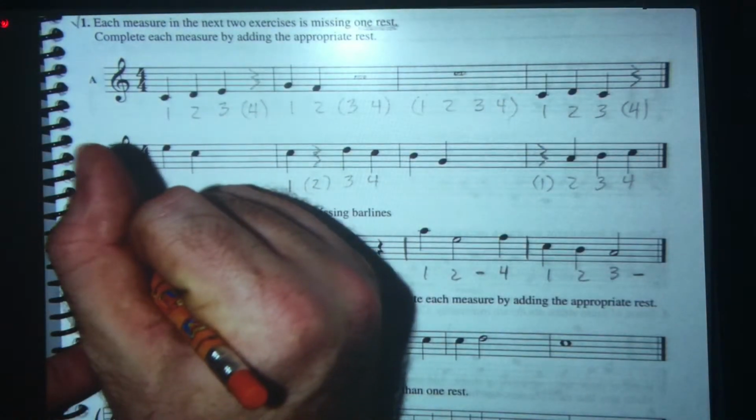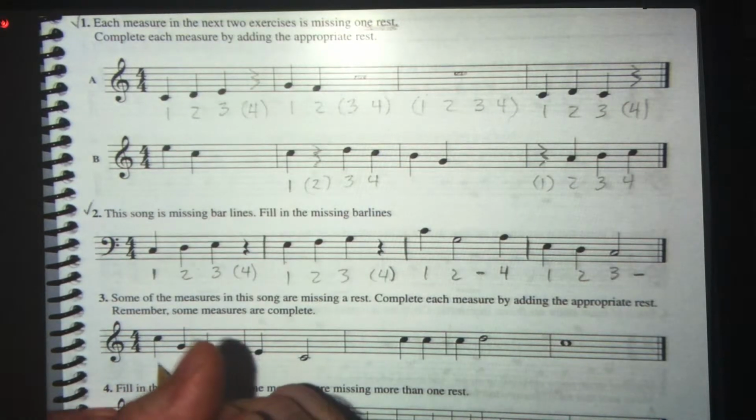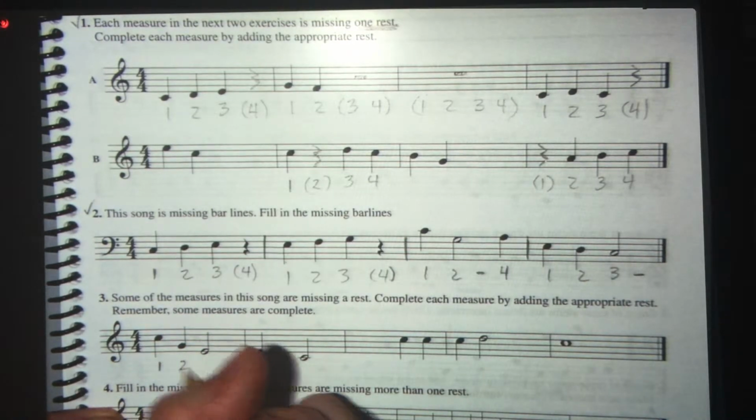Put a check here. I'd encourage you to clap and count that on your own time. Number 3, some of the measures in this song are missing a rest. Complete each measure by adding the appropriate rest. Remember, some measures are complete. For example, the very first one.